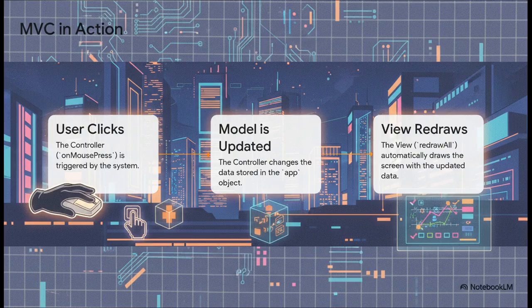So let's put it all together and trace the whole loop. Step 1, the user clicks the mouse. Step 2, the controller, our on mouse press function, kicks in and updates the data in the model. Step 3, the instant the controller is done, the system automatically runs the view, our redraw all function, which reads that new data from the model and redraws the screen. It's this constant loop: click, update, draw. That's the heartbeat of every interactive MVC app.